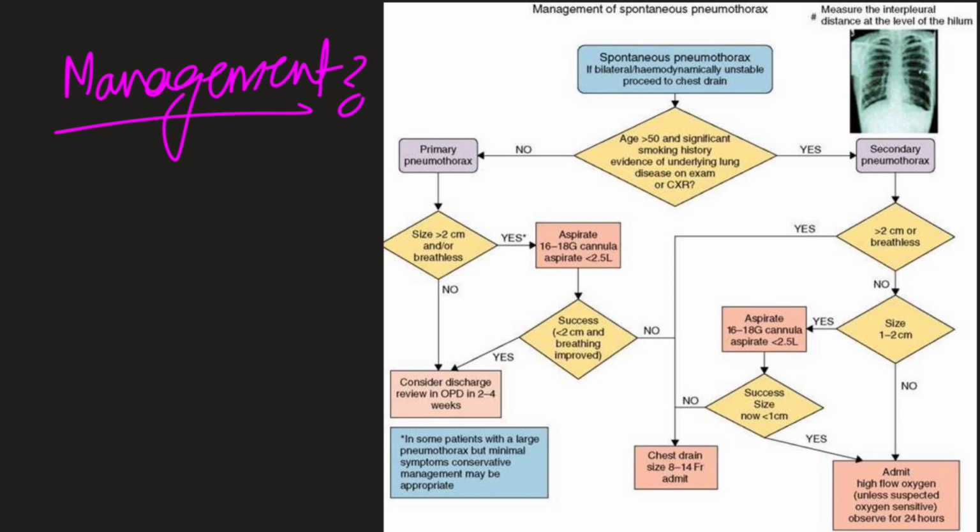On the other hand, if there are no features of secondary pneumothorax, then we label it as primary pneumothorax. And if the size is more than 2 centimeters and the patient is breathless, then we are going to aspirate it. If the aspiration is successful, then we consider discharge and review in OPD in 2 to 4 weeks. If the aspiration is not successful, then we have to insert a chest drain.